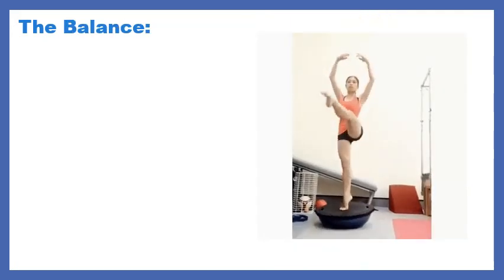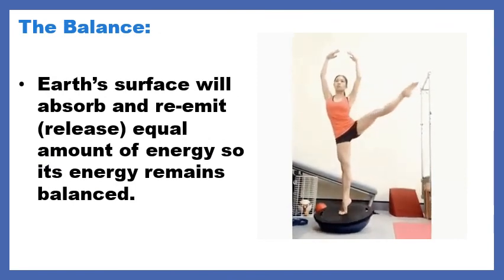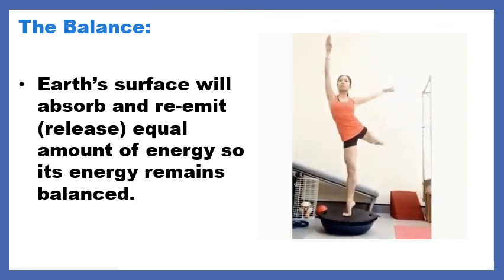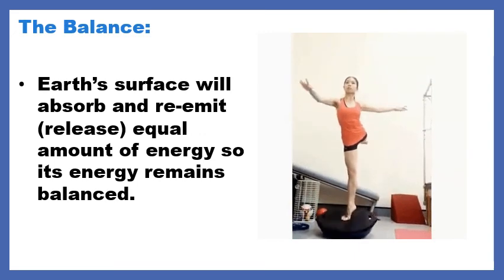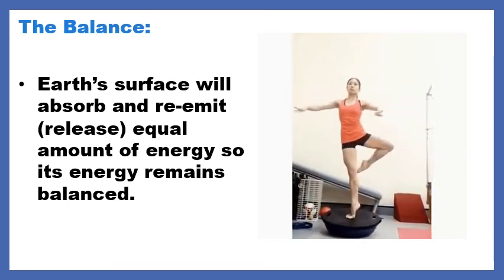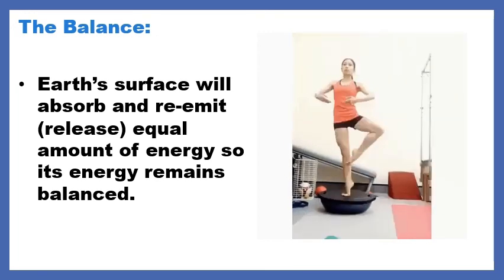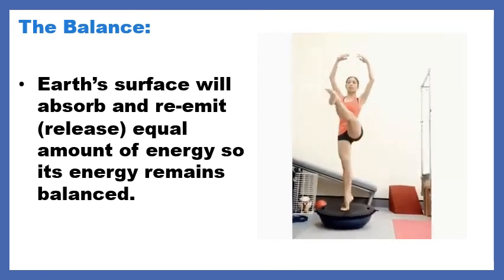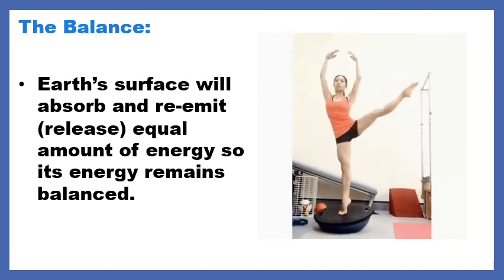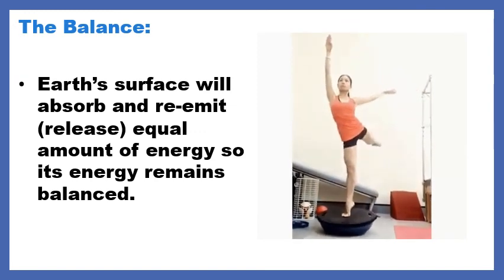All right, so Earth's surface will absorb and readmit, that means release, an equal amount of energy so that it remains balanced. So there's never too much being absorbed or released at the same time, which is kind of cool because the Earth really takes care of itself and we're the ones that kind of come and muck it up a little bit.